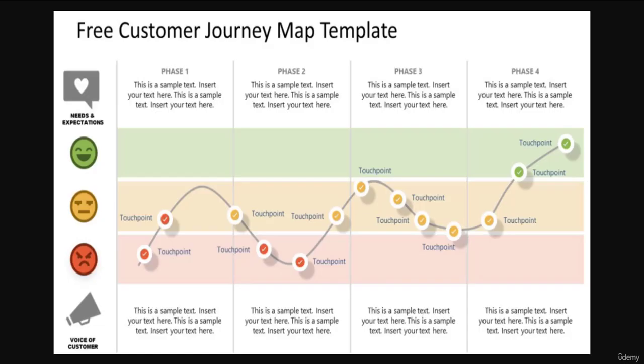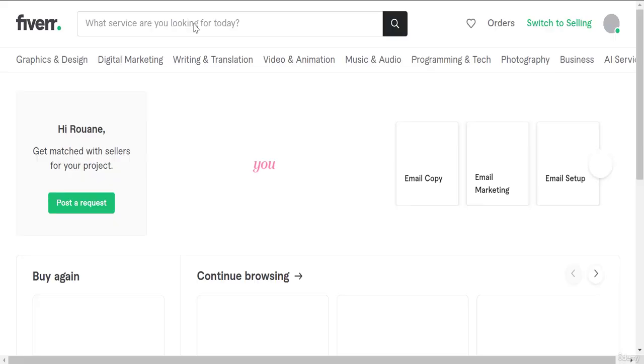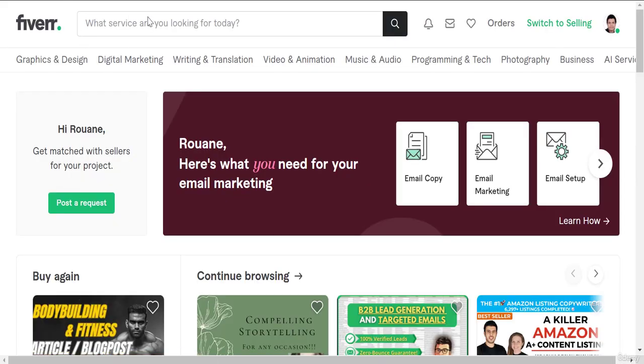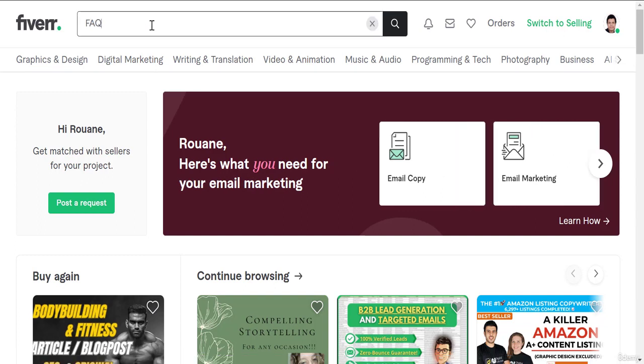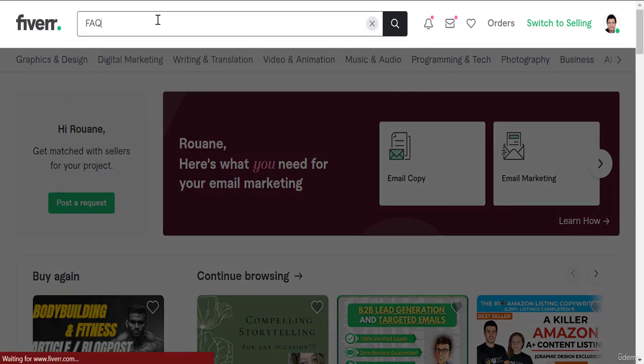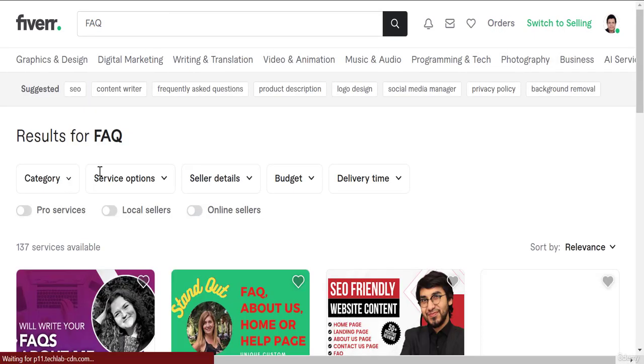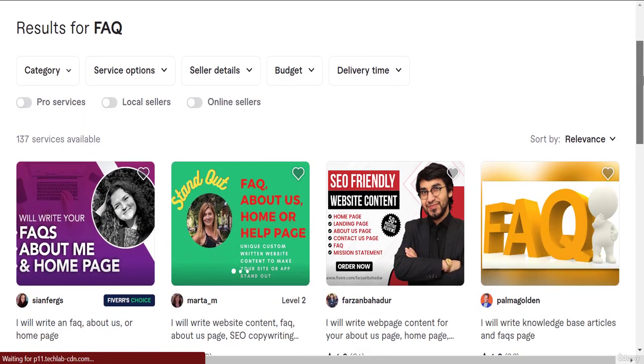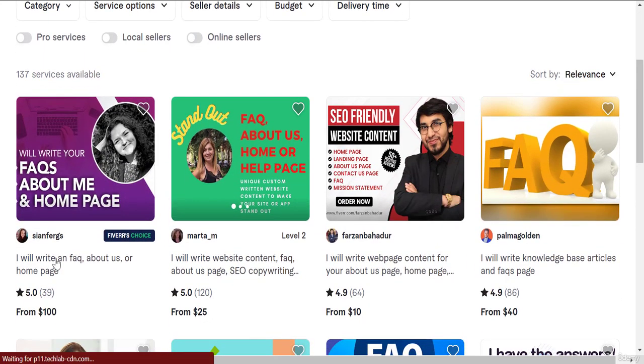And I'm just curious to see if there are any freelancers selling the exact same service. So we can go here and look for FAQ. I'm pretty sure we're going to find a lot of freelancers out there that are selling these kinds of services. I'll just search for FAQ. There are 137 services available. I will write an FAQ.